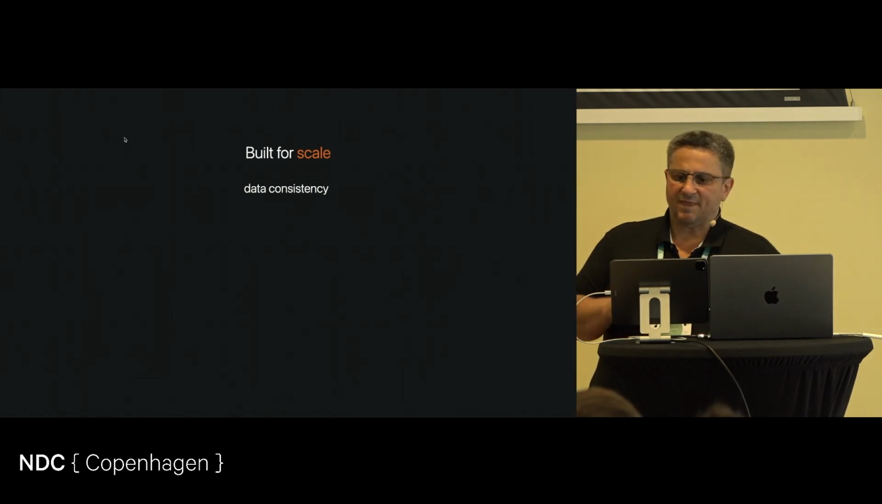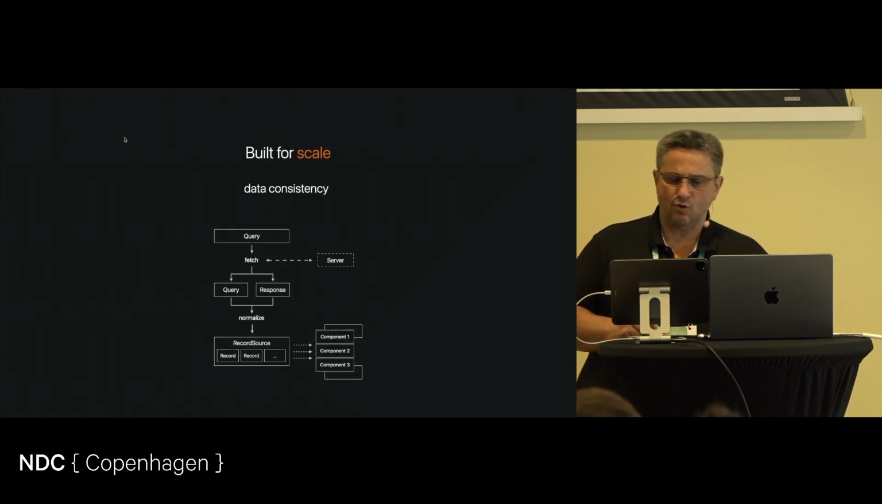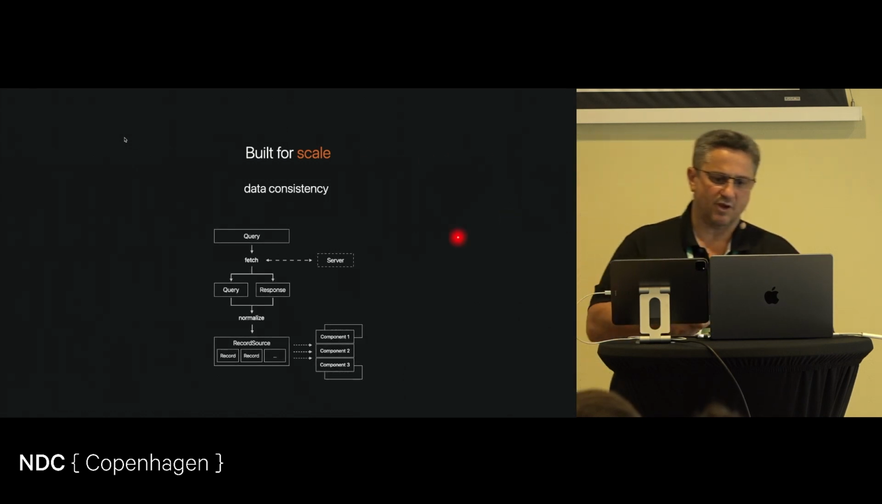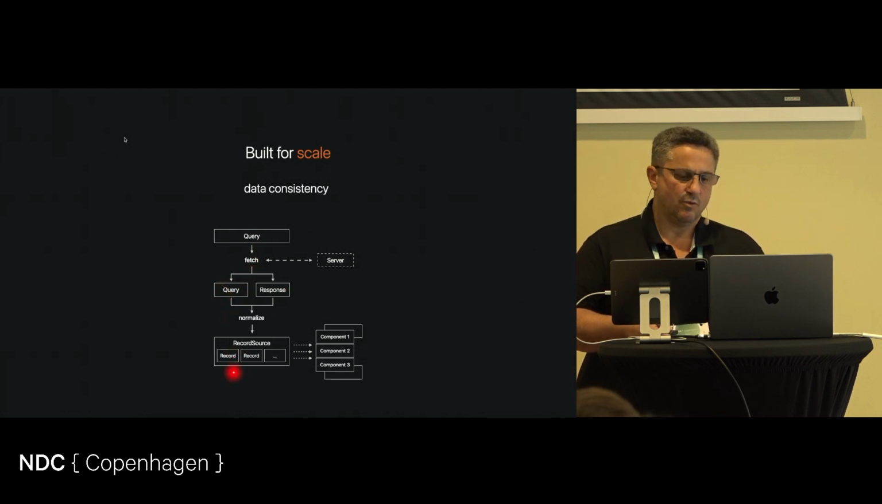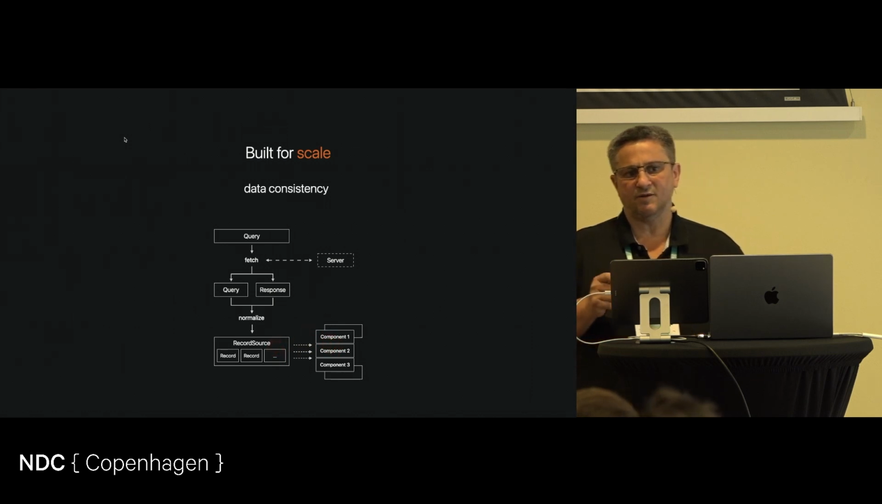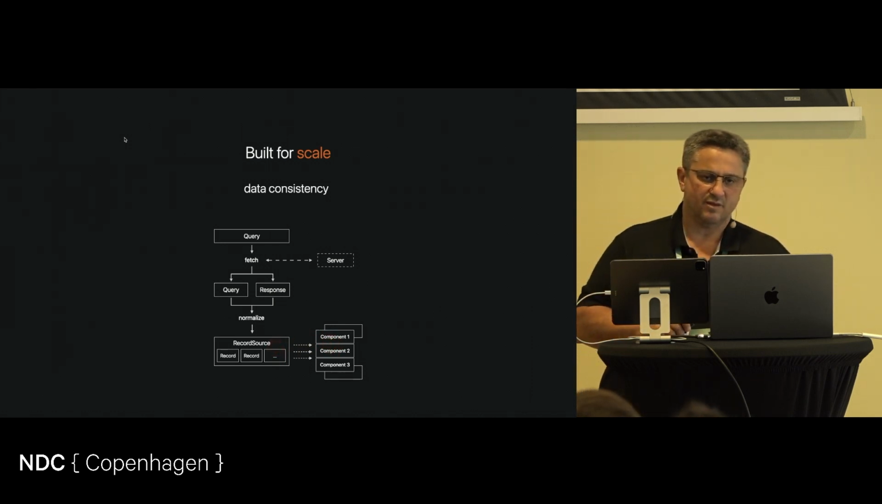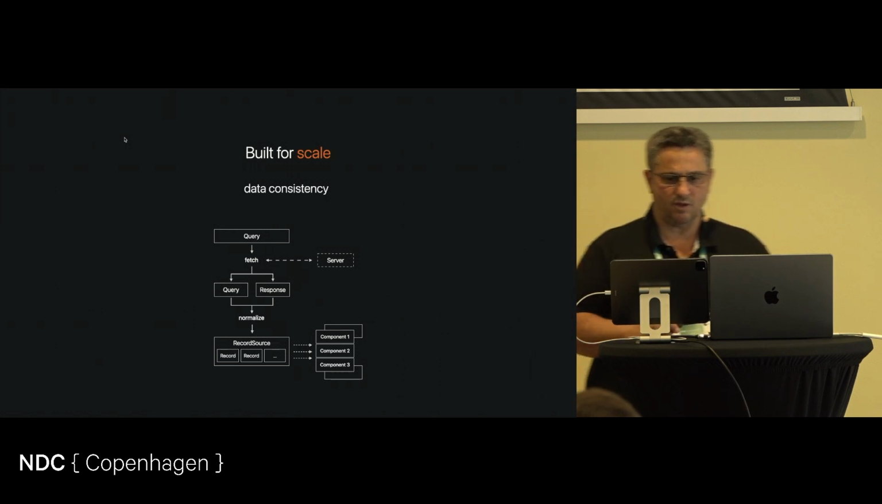Then Relay keeps all the components updated, and it does it more or less in this way that we can see here, okay? When we make a query to the server, this query is normalized and goes into a store. What is interesting about this store is that the components are subscribed to changes in the store for the fields that they are using. That means that if a field is changing in the store, then that component will re-render. The other components will not re-render.